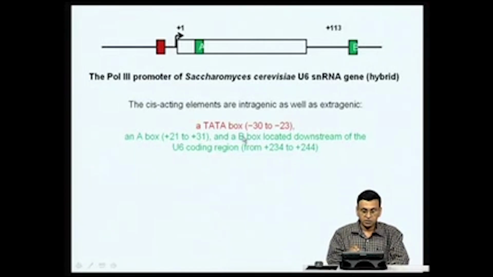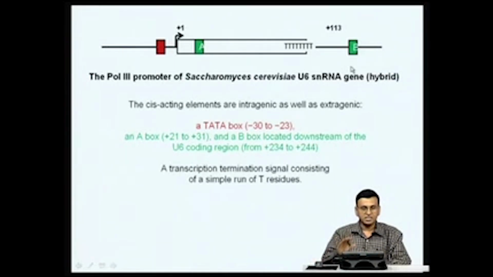So, the TATA box is located from -30 to -23, whereas the A box is located from +21 to +31 within the coding region, whereas the B box is located far downstream of the U6 coding region from +234 to +244. So, there are variations from the 3 basic types, such as the Saccharomyces cerevisiae U6 gene, where it can be both extragenic as well as intragenic. Again, the transcription termination is brought about by a stretch of T residues as seen in the case of the other Pol III promoters.